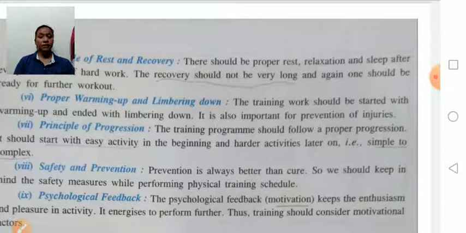Safety and prevention. Prevention is always better than cure, so we should keep in mind safety measures while performing the physical training schedules. At the time of performing physical training, we should keep in mind the safety principles and proper prevention, like using the equipment, etc. Means we should keep in mind the safety principles.